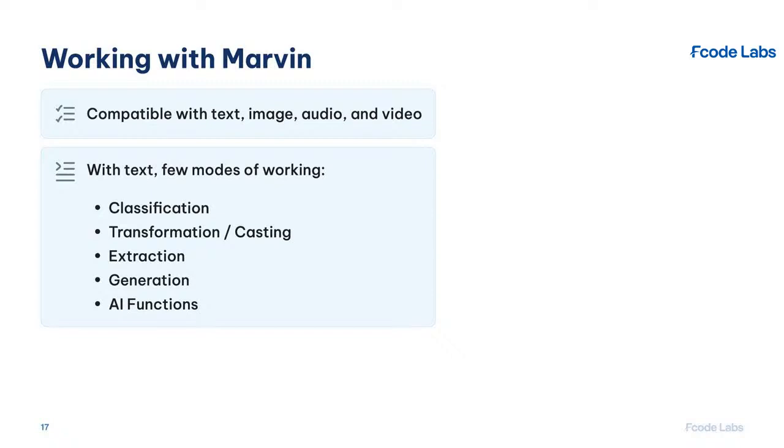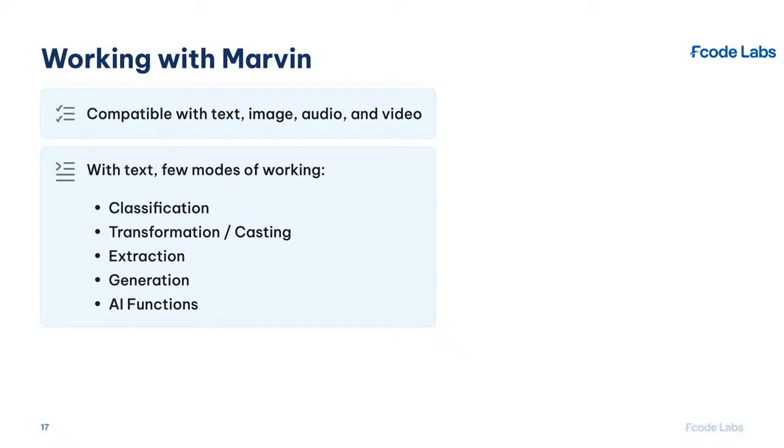When we are working with Marvin, not only text, we can work with images, audio, video also. But we are focusing only on text here, and it has inbuilt working modes that we can use. Like for classification, we can directly use a Marvin inbuilt method. Classification means if we have a bunch of text and a bunch of labels, we can use this Marvin method to classify the given text to the labels.